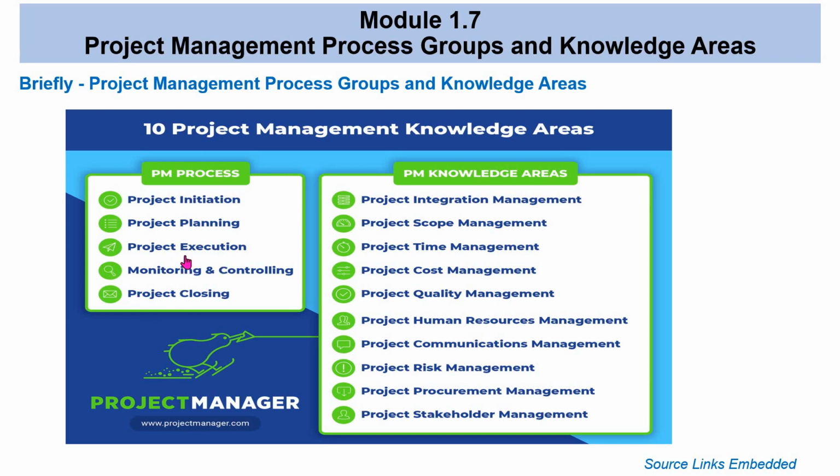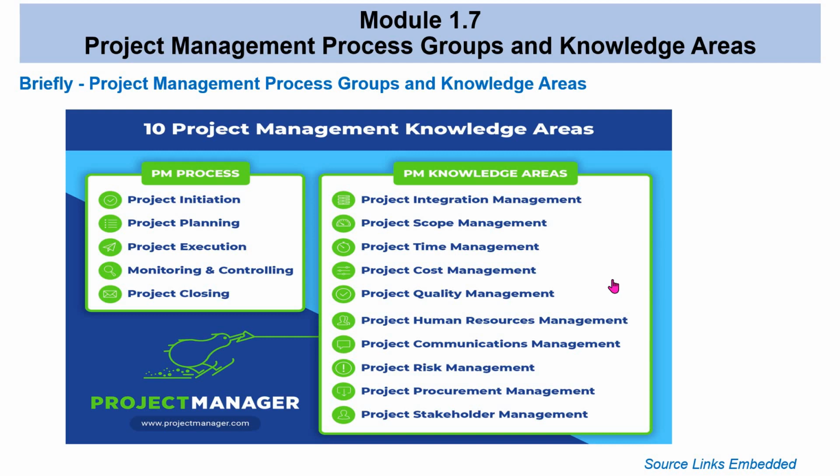But next to the processes, you also have what we call knowledge areas, which are roughly about 10 of them. Project integration management, scope management, time management, cost management, quality management, human resource management, communication management, risk management, procurement management, and stakeholder management.